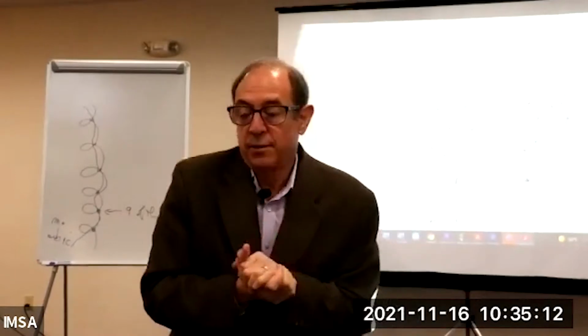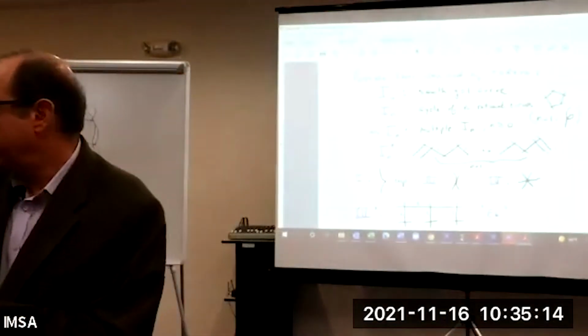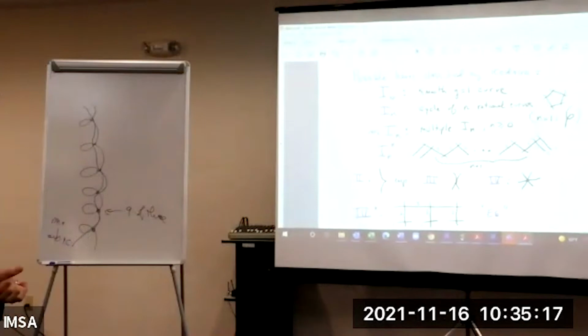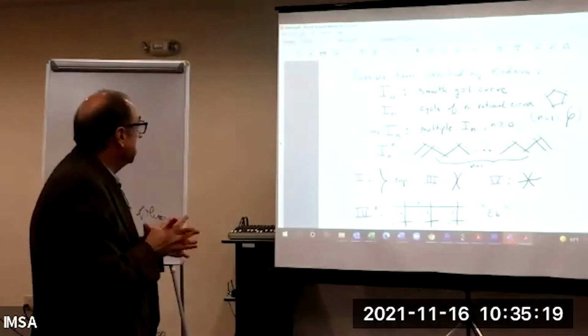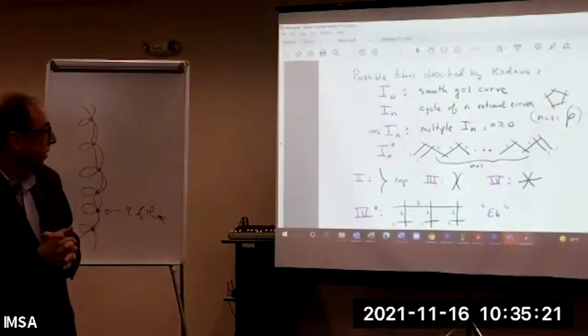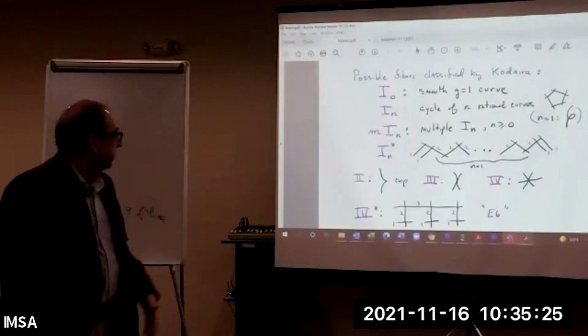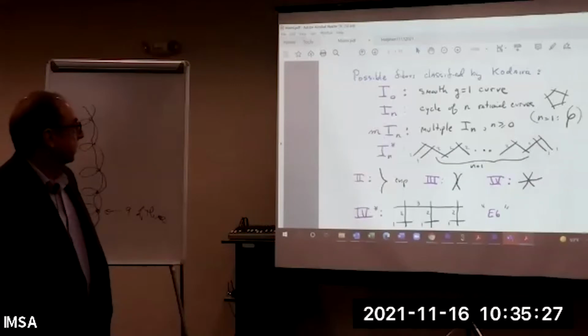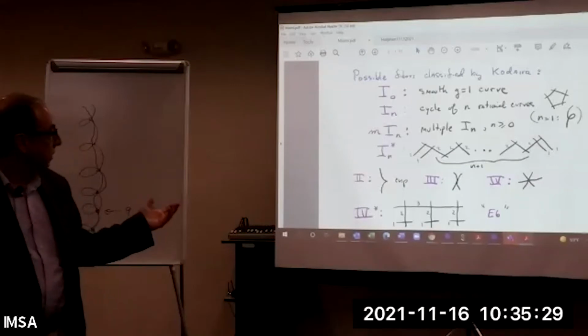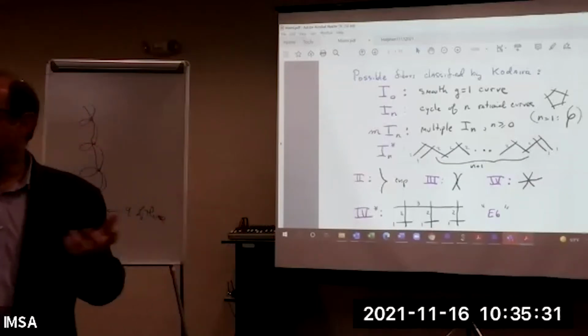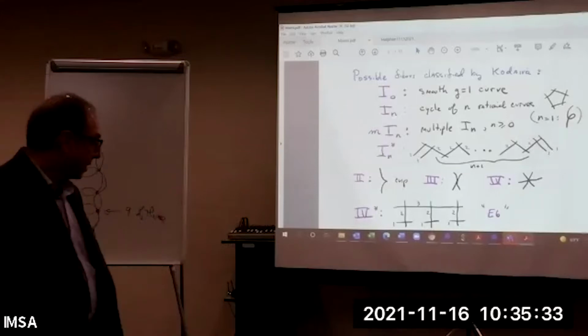So that's one of the possible fibers classified by Kodaira in the 50s. He was able to classify all of the possible singular fibers of a rational elliptic surface. And I've drawn them here. Many of them correspond to the Dynkin diagrams that we saw yesterday.